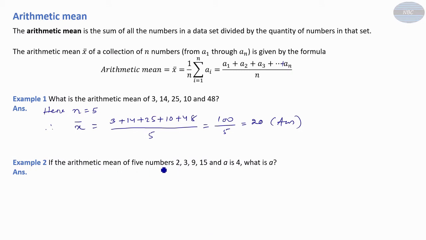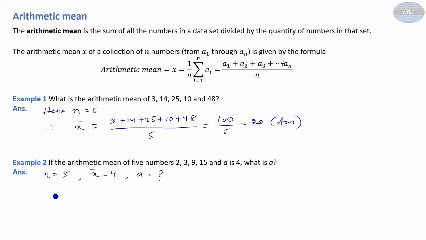If the arithmetic mean of 5 numbers, here the 5 numbers 2, 3, 9, 15 and a, is 4, what is a? So here we have to find the value of a. Here n is equal to 5, since we also have 5 numbers. And the mean is given already in the question, so 4. Now we have to find out what a is.